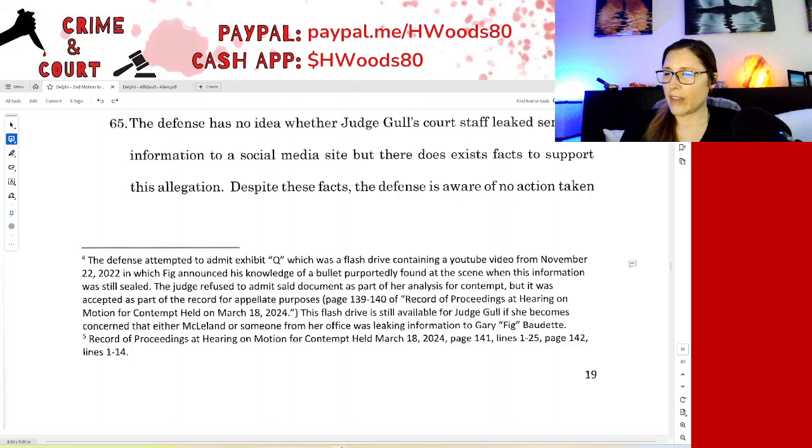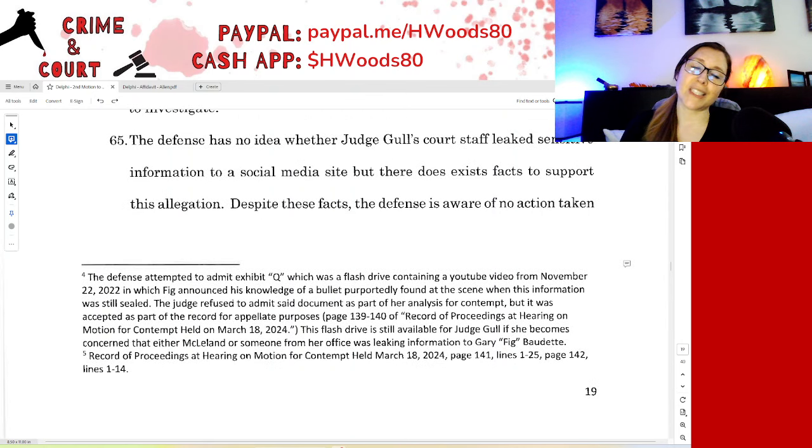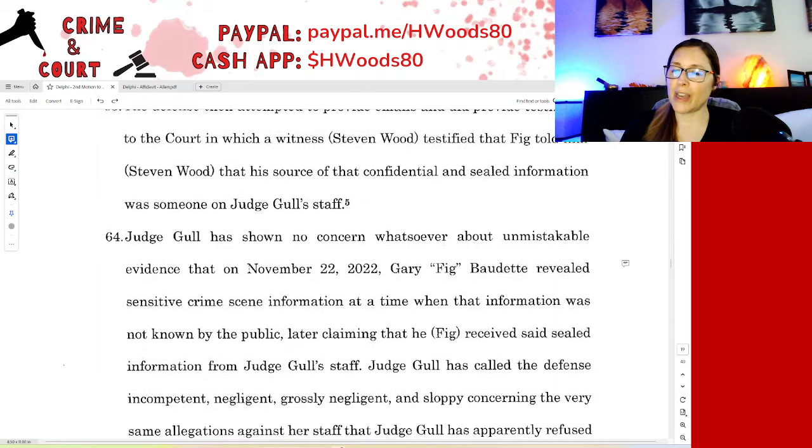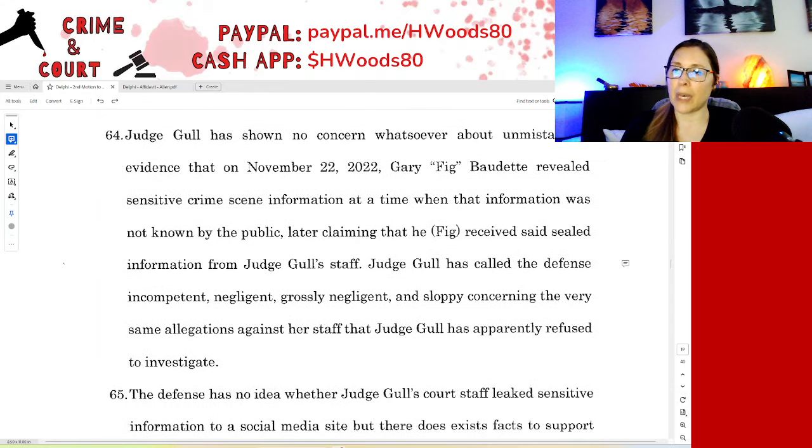This flash drive is still available for Judge Gull if she becomes concerned that either McLelland or someone from her office was leaking information to Gary Fig Baudette. So you could have looked into that, Judge Gull, but you didn't because why? Oh, yeah, you're biased against my client and his attorneys.